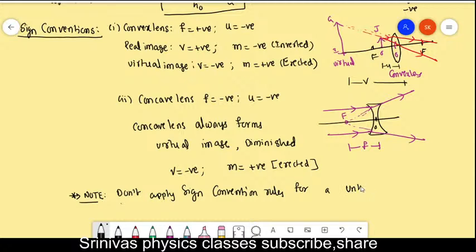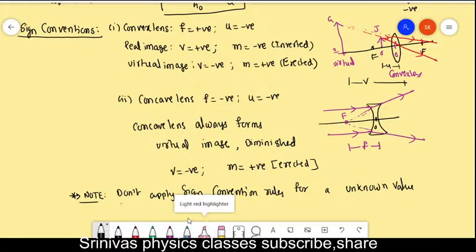Unknown means, for example, you want to determine the image distance. You know it is negative, but don't take it as negative. Take v equal to question mark, that's all. Don't apply sign convention rules for the unknown value. Unknown value means the value that should be determined.